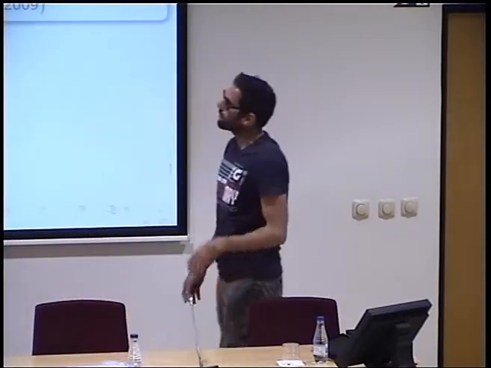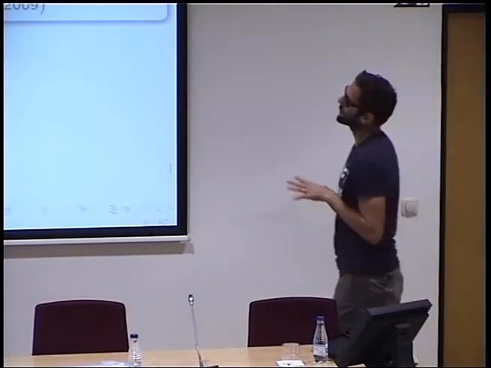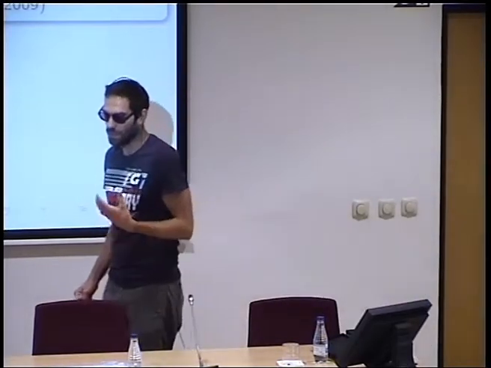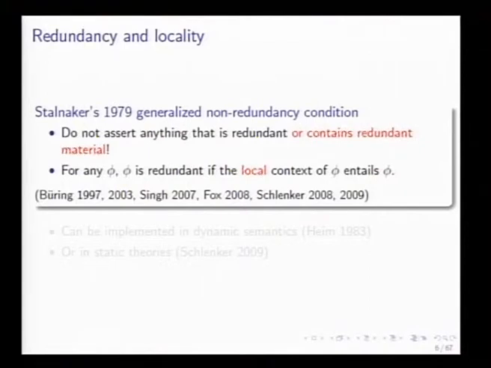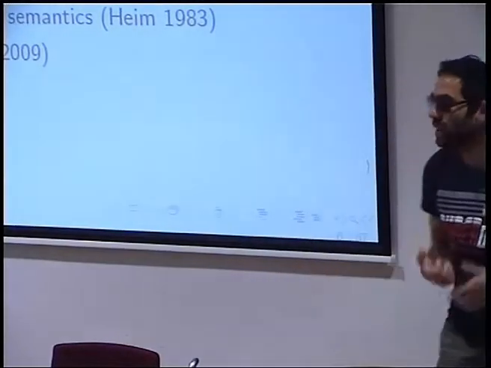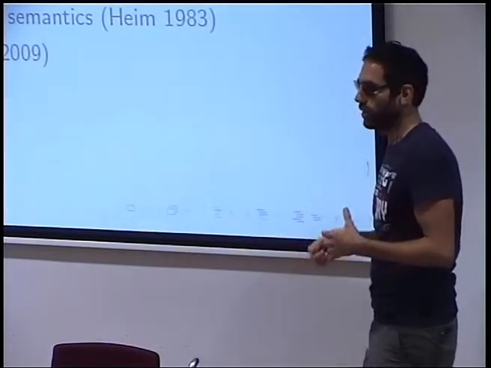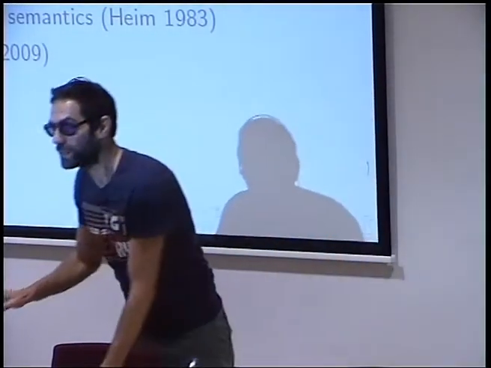And the way this is generally done is by generalizing a non-redundancy condition proposed by Stalnaker, and here's a way of formulating that. You can say, do not assert anything that is redundant or contains redundant material, and then you define what is redundant: any phi is redundant if the local context of phi entails phi. Okay, so you need this notion of locality, local context, which can be implemented naturally in dynamic semantics, but doesn't have to be. You can use these more recent static theories, reconstructing a notion of local context. We're going to set aside this debate here.